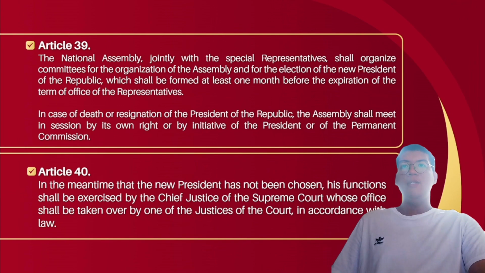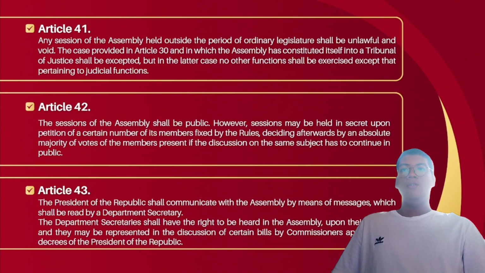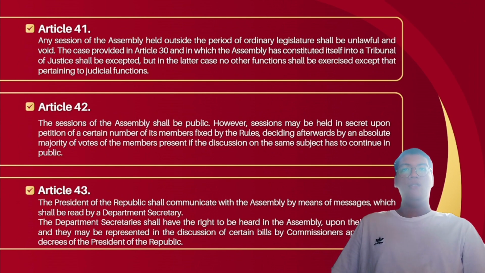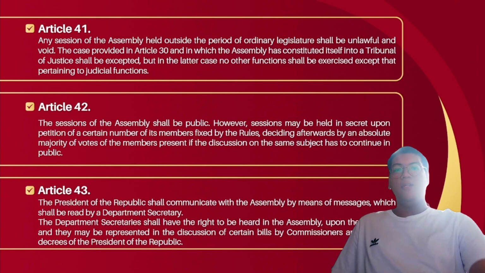Article 40. In the meantime, until the new president has been chosen, this function shall be exercised by the Chief Justice of the Supreme Court, whose office shall be taken over by the senior justice of the court in accordance with law. Article 41. Any session of the Assembly held outside the period of ordinary legislature shall be unlawful and void, except the case provided in Article 30, and in which the Assembly has constituted itself into a tribunal of justice shall be accepted, but in the latter case no other function shall be exercised except that pertaining to the judicial function.